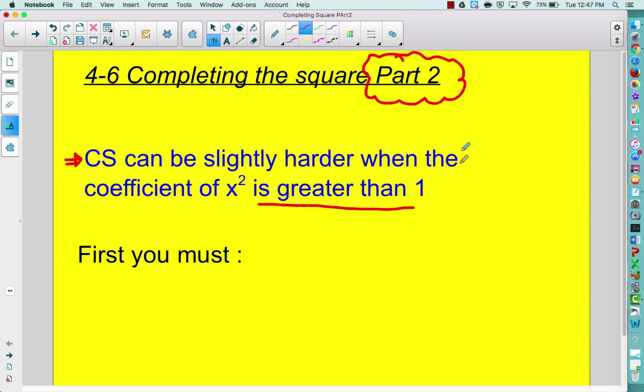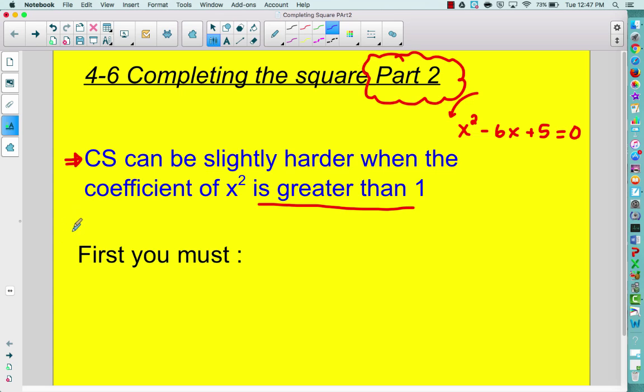So yesterday when we were doing completing the square, we were looking at questions like x squared minus 6x plus 5 equals 0. And I said make sure that x squared is 1. Make sure the coefficient in front of the x squared is 1. So it's harder if it's not.